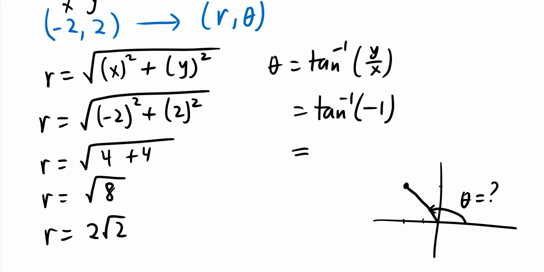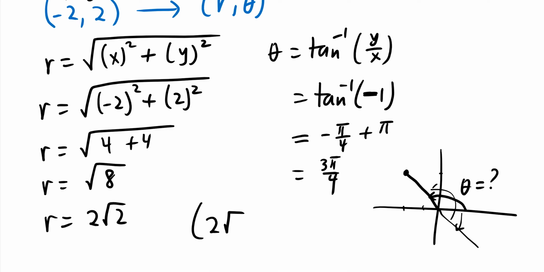So what is theta? It's not negative pi over 4 though. Some people might put negative pi over 4 because there's a negative there. So if you drop the negative, it's really pi over 4. So if you put negative pi over 4, which goes this way, all you have to do is add pi to it. That gives us 3 pi over 4. So then the point we're looking for is always r comma theta. So 2√2 comma 3 pi over 4.